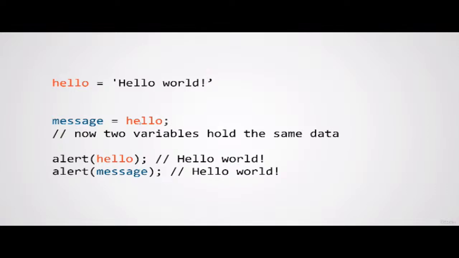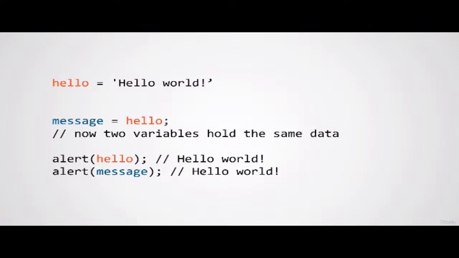So message is actually equal to hello, and hello is equal to hello world. So now message will also become hello world. What Python will do behind the scenes is copy this whole information and store it inside this variable message. So now hello and message contain the same information, that is, these two variables hold the same data. If you print out hello and message, both will print out hello world on the console window.